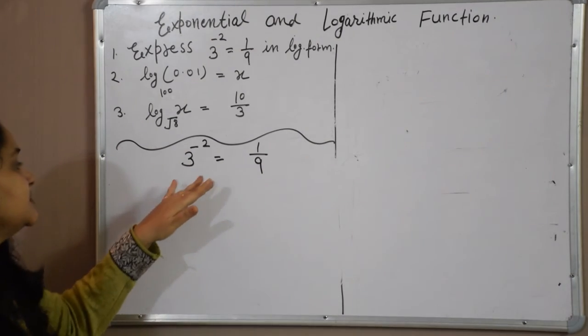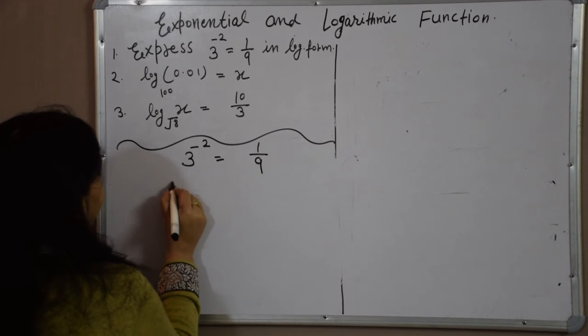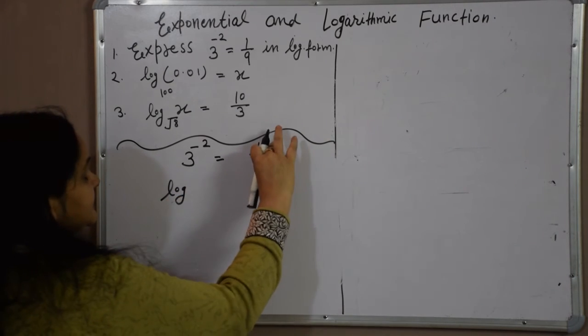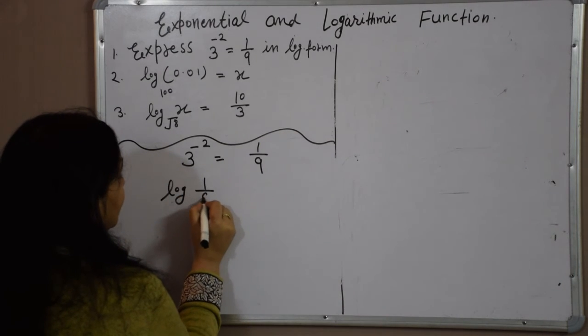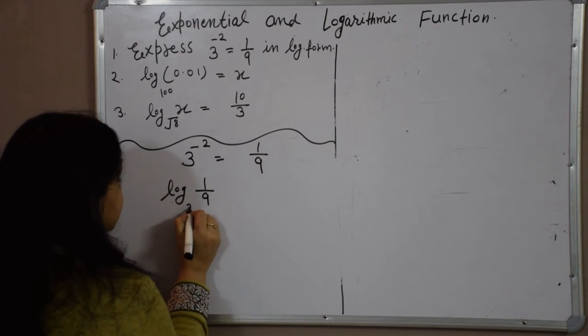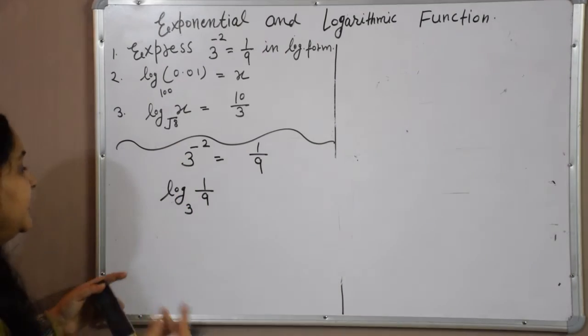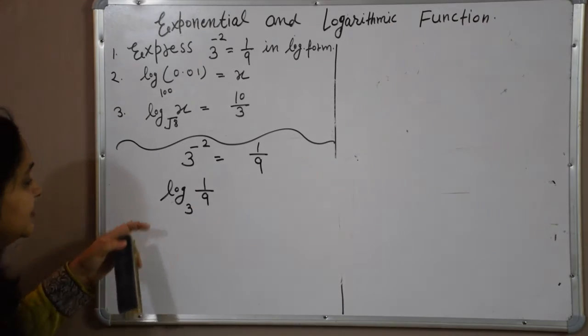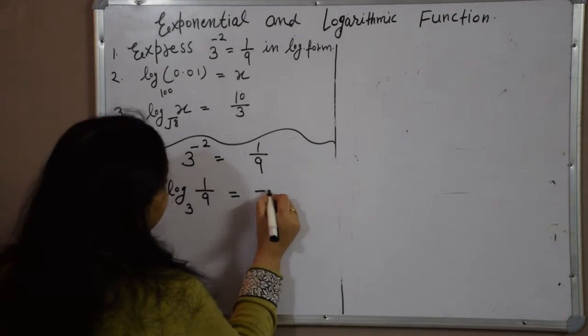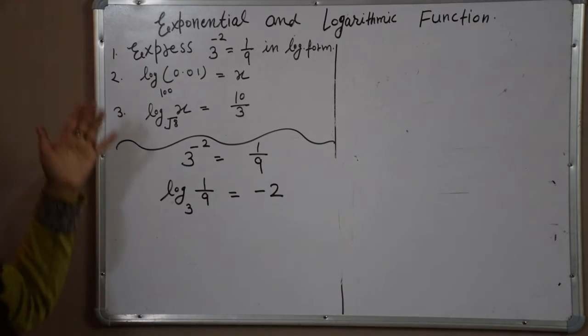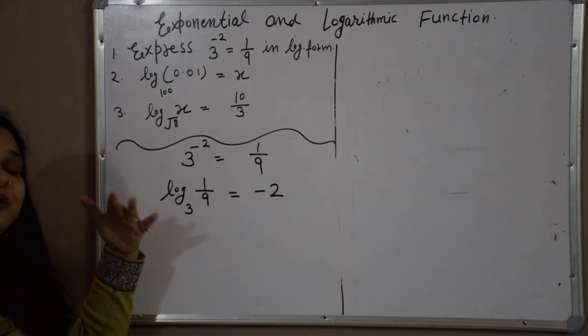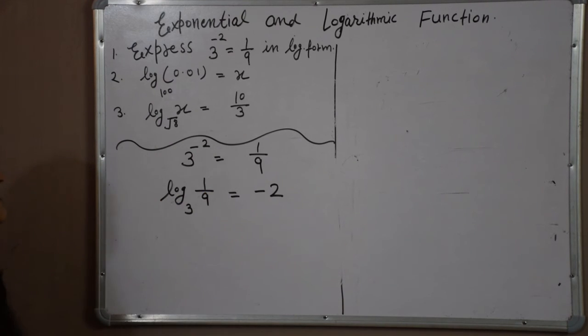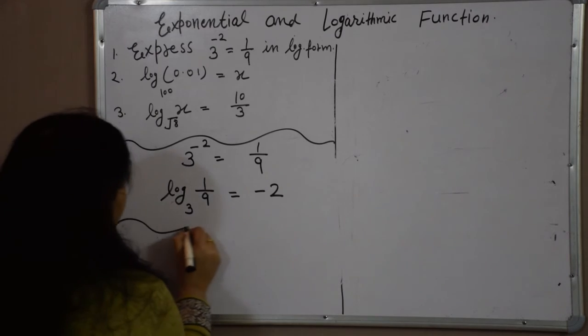Now it is in the exponential form, and we know that log of whatever is the answer, we write it here: log of 1 by 9 to the base 3. Here also base 3, and in the logarithmic form also the base should be 3, is equal to minus 2. So we can convert exponential to the logarithmic form and logarithmic to the exponential form. Now question number 2.